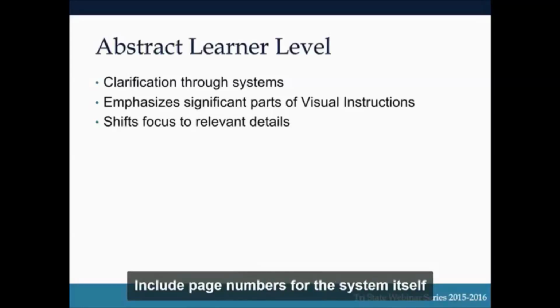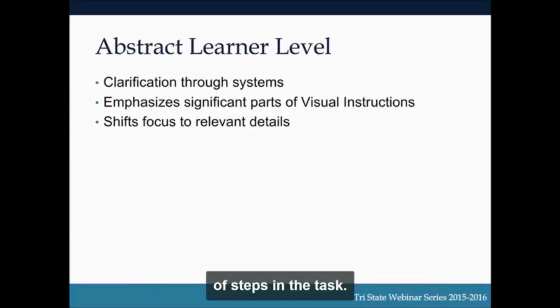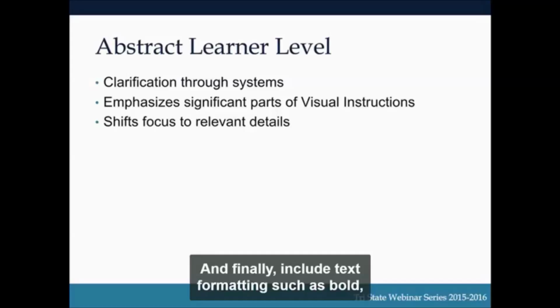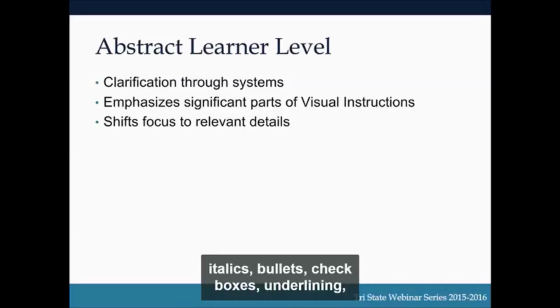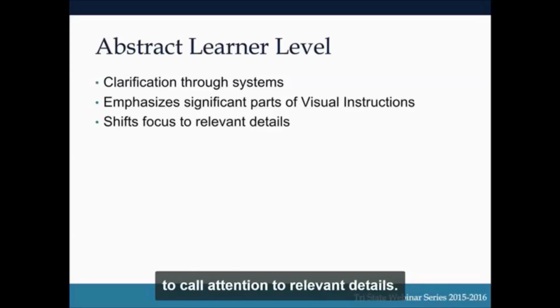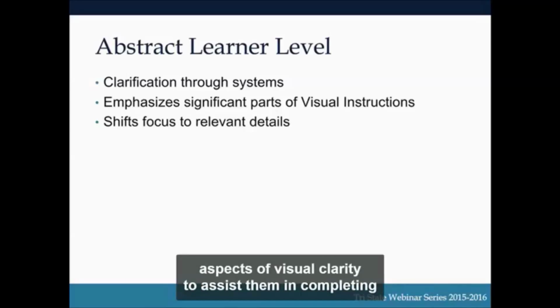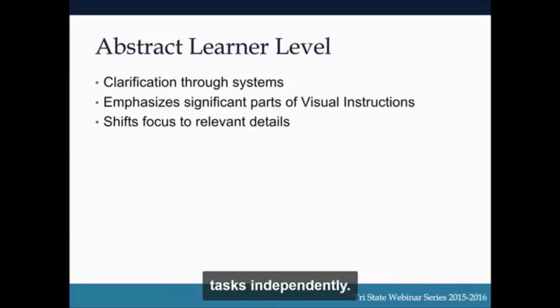Numbers. Include page numbers for the system itself and numbers used to indicate sequence of steps in the task. Symbols. Include symbols to indicate directionality or flow of steps. And finally, include text formatting such as bold, italics, bullets, checkboxes, underlining, all caps, different fonts and text styles, etc., to call attention to relevant details.